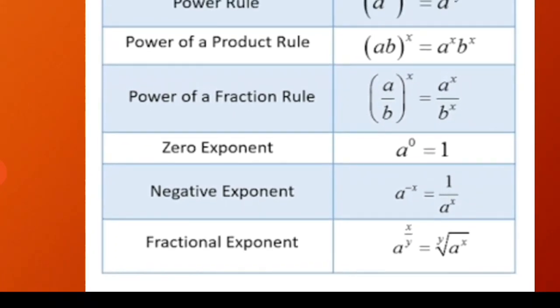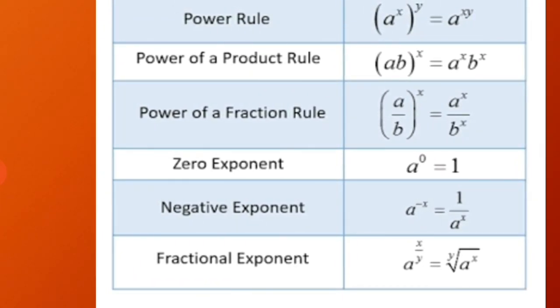And the last one, the law, is a raised to power x by y. Now a raised to power x is as it is, but 1 by y actually becomes y-th root. That means suppose it is a raised to power 2 by 3. So a square as it is, the 1 by 3 becomes third root of a. I will keep explaining these things as and when the sums come.